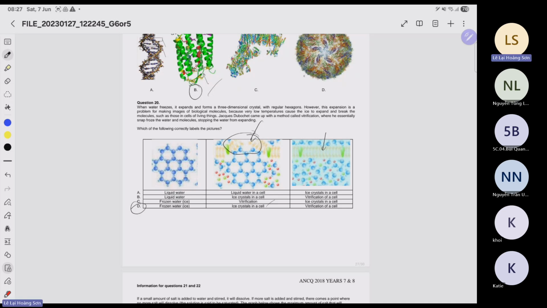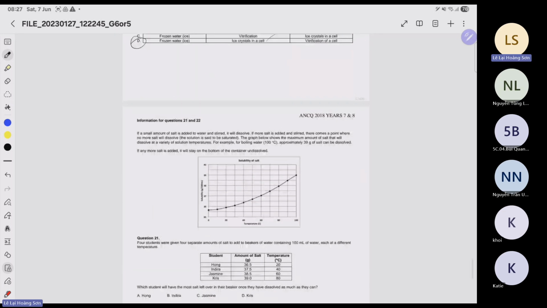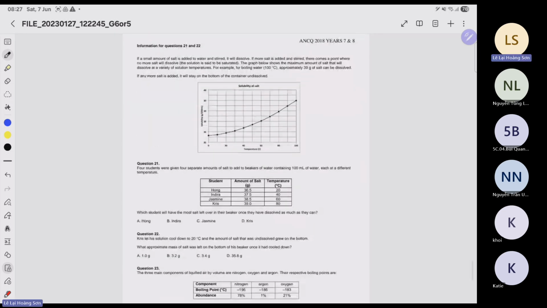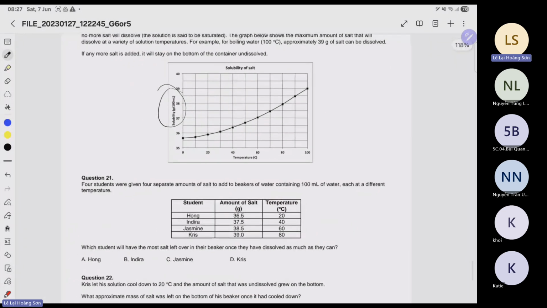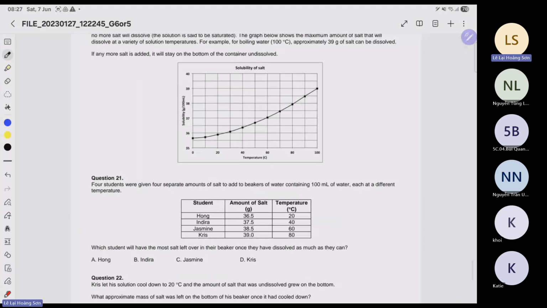Question number 21, 22 as well. Question number 21, we have this information. Which student will have the most salt left over in the beaker once they have dissolved as much as they can? All right, this is the question relating to calculation. This is the solubility. Solubility will tell you how much salt that you can dissolve. All right, the maximum amount of salt that you can dissolve.